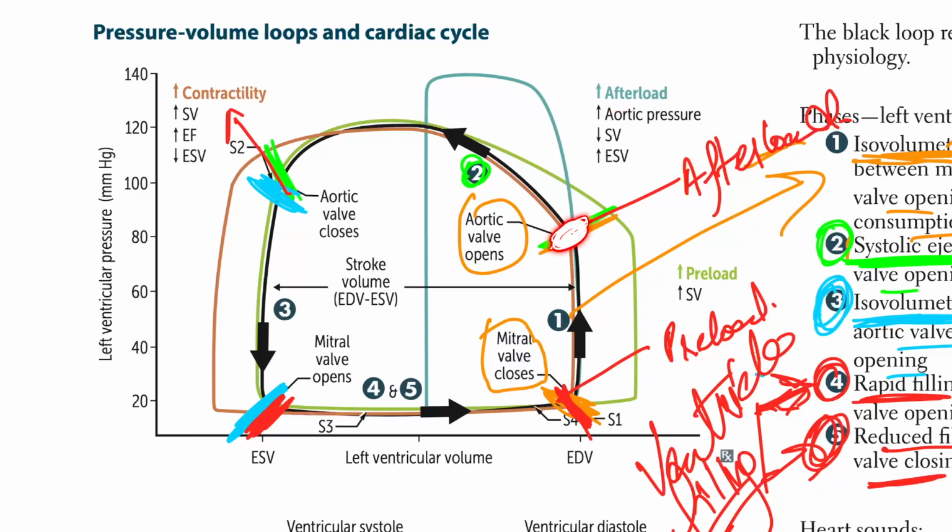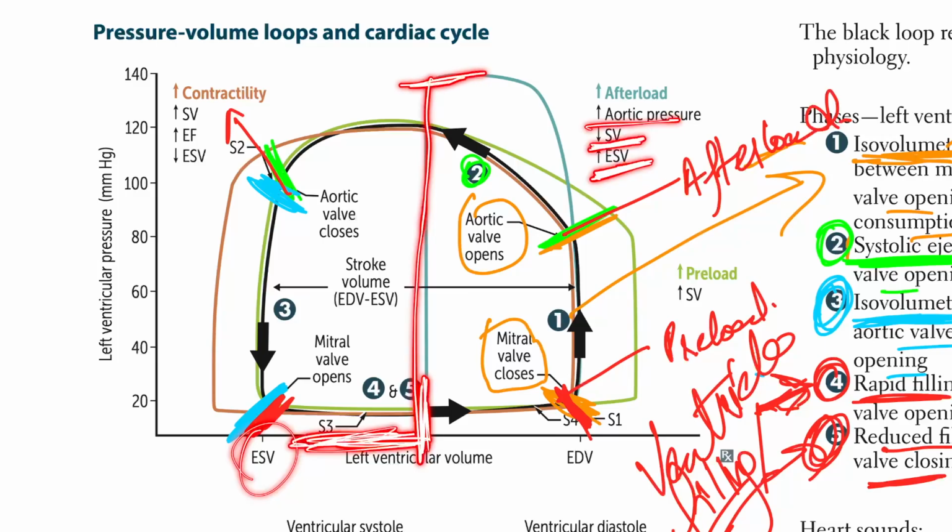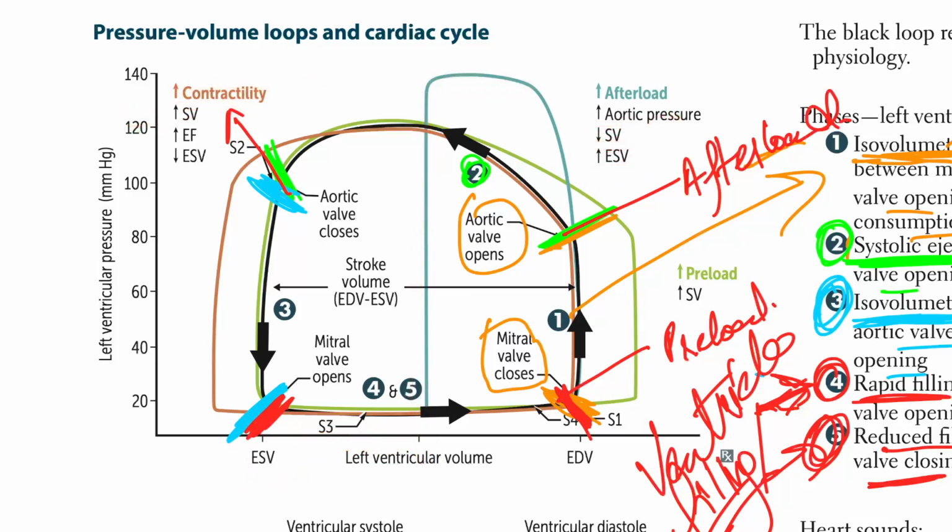And when we increase the afterload, which is this point right here, look at this graph now. We're just increasing the afterload, right? So that is going to increase the aortic pressure, decrease the stroke volume, and increase the end systolic volume. Look, this is increasing the end systolic volume, one thing. It is increasing the aortic pressure, and it is decreasing the stroke volume, just by increasing the afterload. But just know the graph.